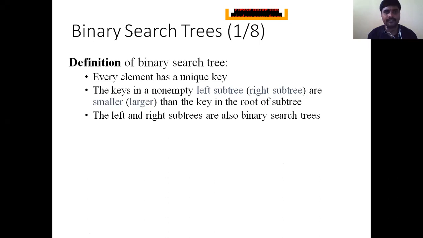Today our last session is binary search trees. The definition of a binary search tree: every element has a unique key. Even everywhere we want to go, we require unique qualities. At the same time, the keys in a non-empty left subtree are smaller than the key in the root of the subtree. We can see how it performs in the next slide. The left and right subtrees are also binary search trees.